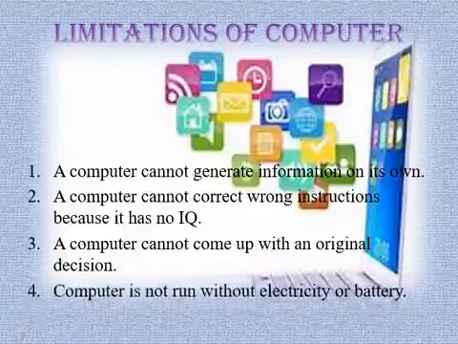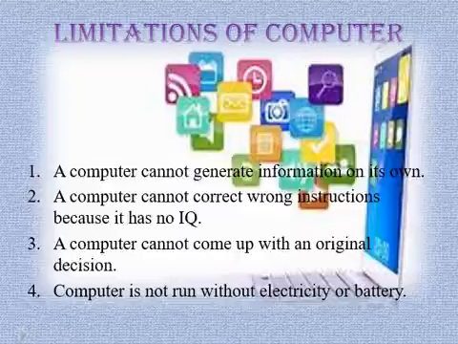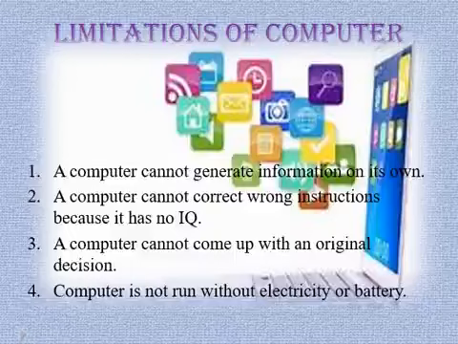Limitations or disadvantages of computer. Number 1. A computer cannot generate information on its own. Number 2. A computer cannot correct wrong instructions because it has no IQ. Number 3. A computer cannot come up with an original decision. Number 4. A computer does not run without electricity or battery.